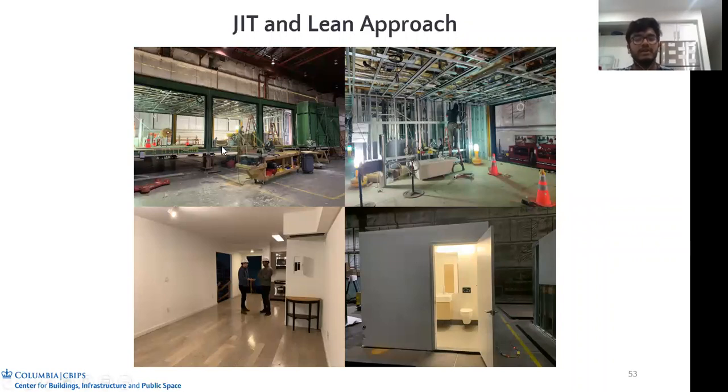So this particular module on the top left side took them 15 days on average to build one module, and on the bottom right side it's a bathroom module, which is relatively smaller, and it takes almost 2 to 3 days per module, which is really efficient when it comes to modular construction.